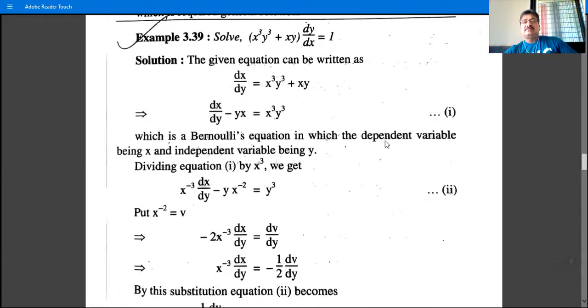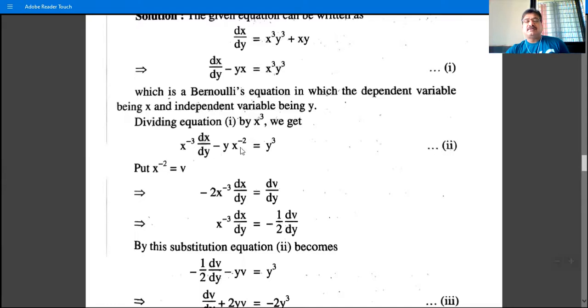And this is a Bernoulli's differential equation, in which the dependent variable is x and the independent variable is y. That is, this is in the form dx by dy plus pyx is equal to qy x raised to n. So this is another form of the Bernoulli differential equation. Now x raised to n means x raised to 3 is the factor. So dividing throughout by x raised to 3, we have this.